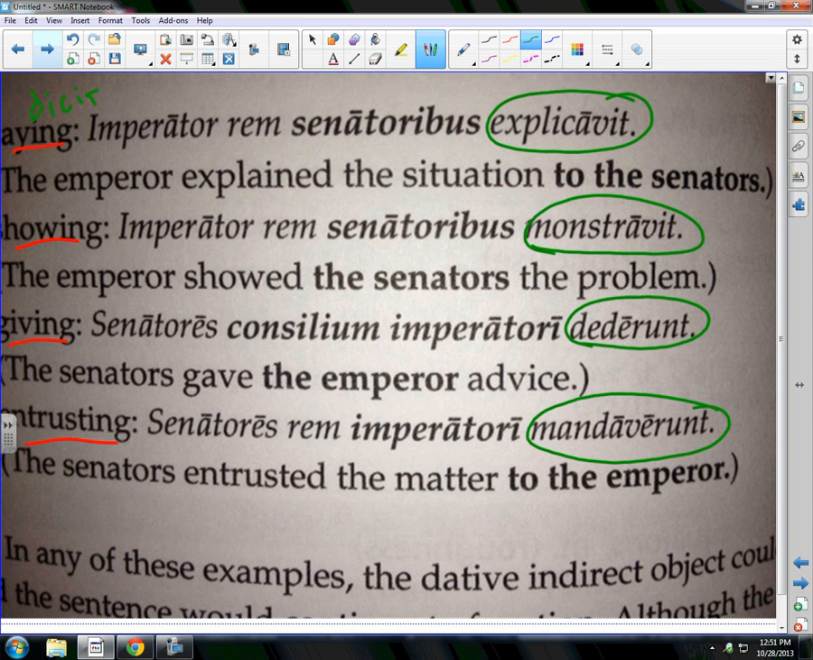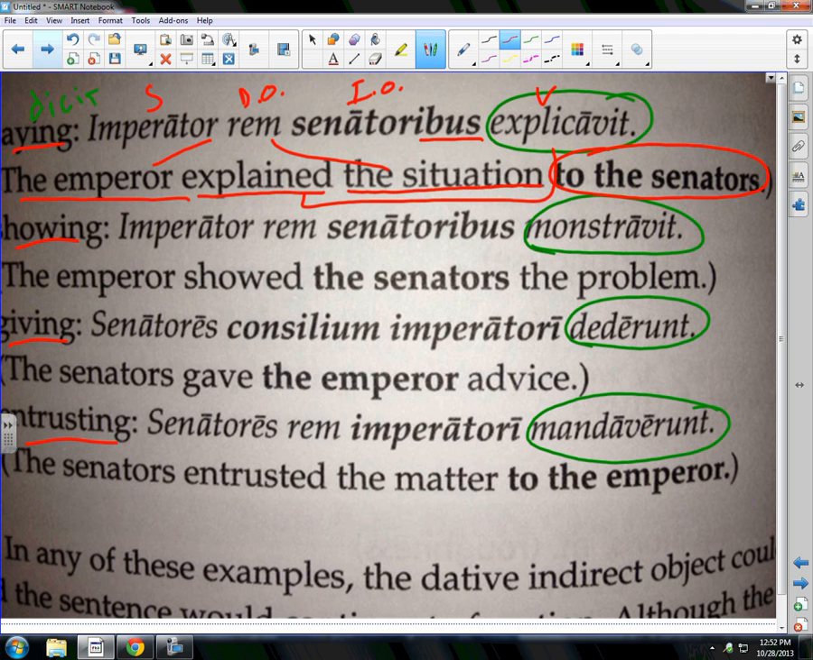If I say, for example, in this first one right here, the emperor, that's going to be nominative, is it? Yep. Explains, that's going to be my verb. The situation, what is he explaining? Situation, that's my accusative. And then over here I have to the senators. He is explaining it to someone, that makes it dative. This then is our subject, this is our direct object, this is our indirect object. And this, of course, is our verb.